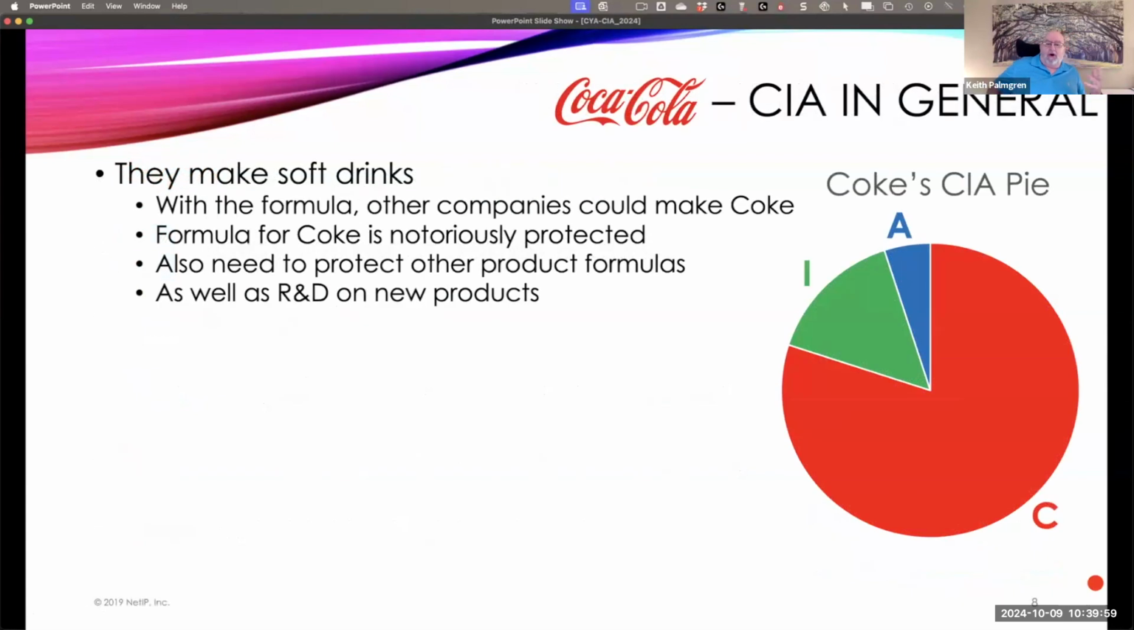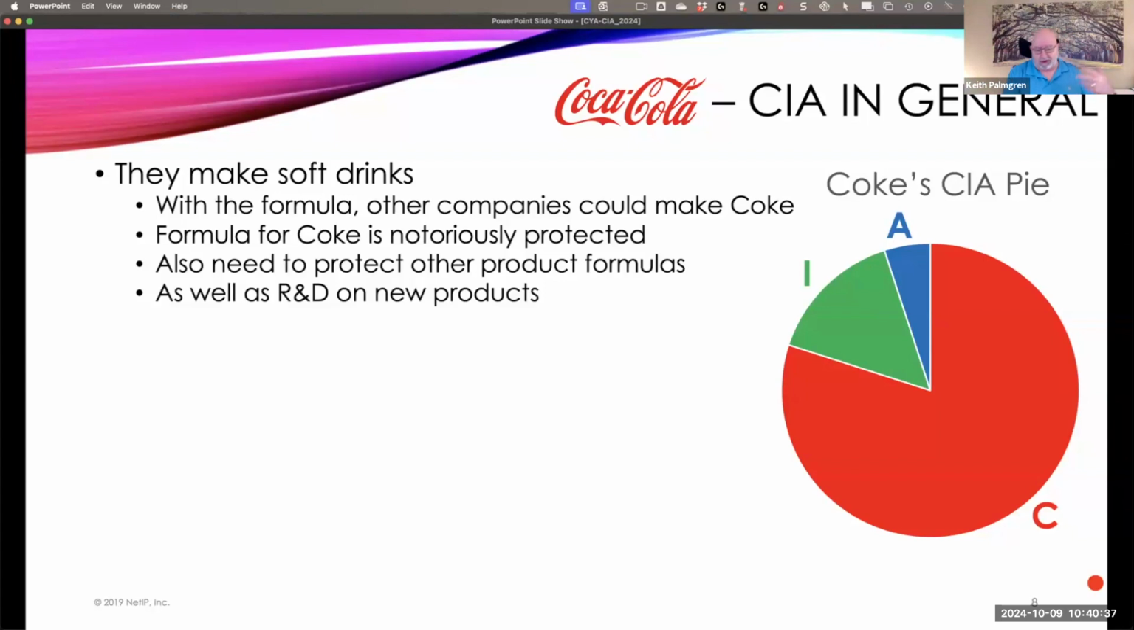Okay. So Coca-Cola, I think most of us are familiar with the company. They make soft drinks as well as other stuff, but I'm going to focus on the soft drinks here. And the formula for Coca-Cola, if you aren't aware, is notoriously well protected. There's all kinds of folklore. It's supposedly only known by three executives, one third of it by each of three executives, and they're kept in different safes and so on. Because there are other companies in the world that, if they had the exact formula, could recreate Coca-Cola. And so protecting that formula is vitally important.